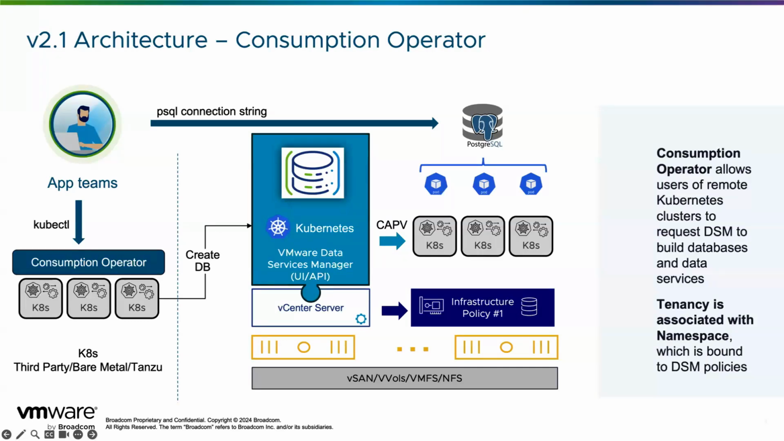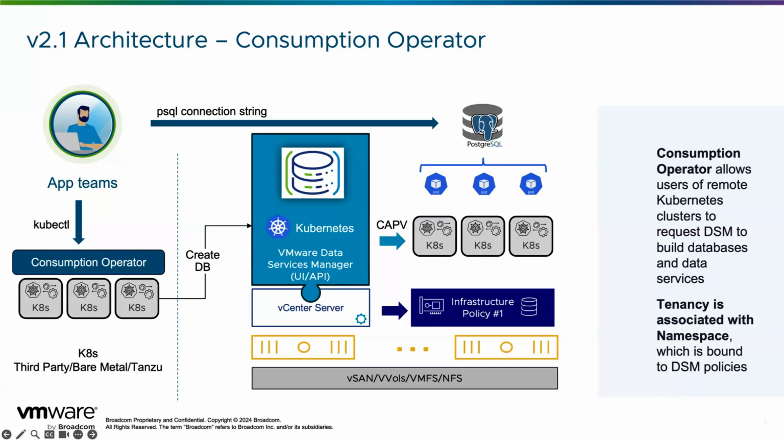This binding includes infrastructure policies, the backup locations. Only those users with the privileged access to the namespaces are allowed to provision the database, and the data service via the DSM can only be used with those bound resources, right? Note that the consumption operator is installed in a local Kubernetes cluster that is not associated with the DSM.